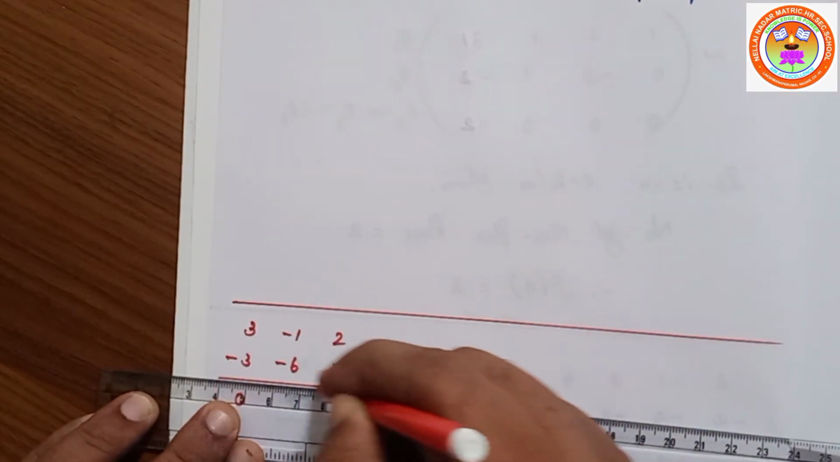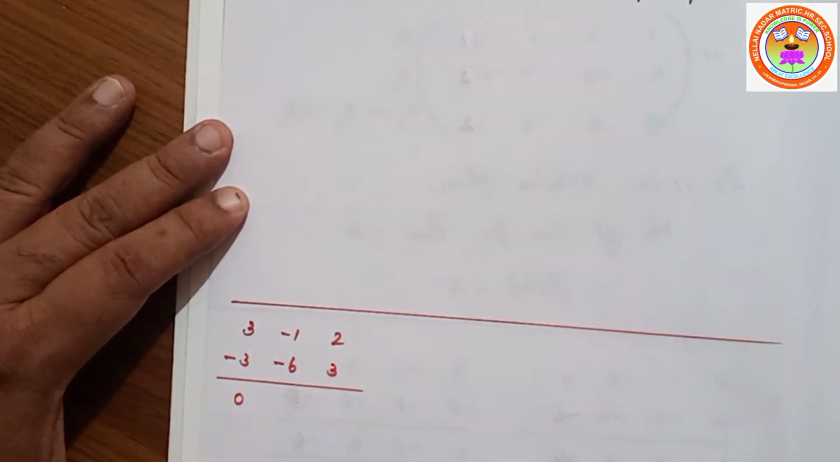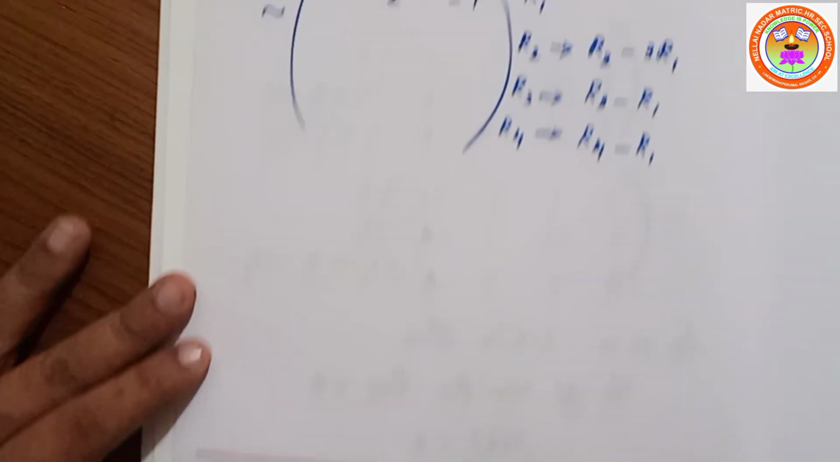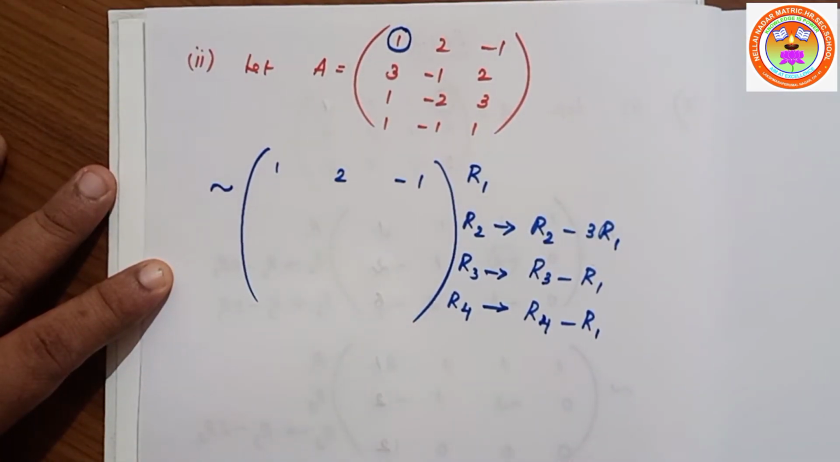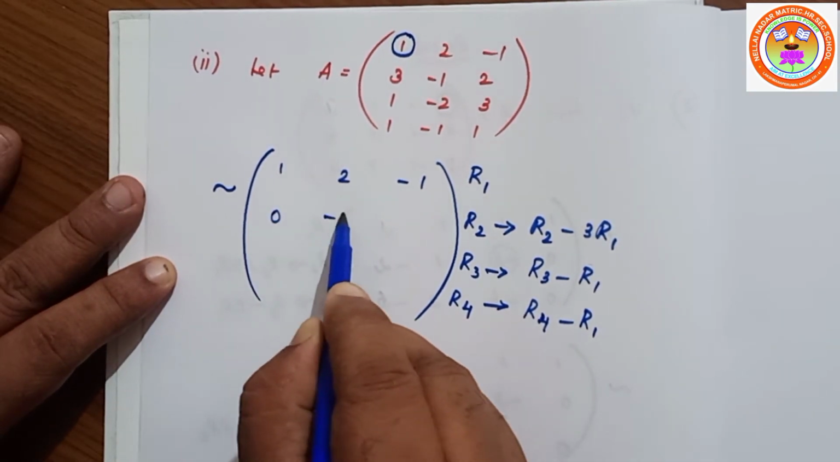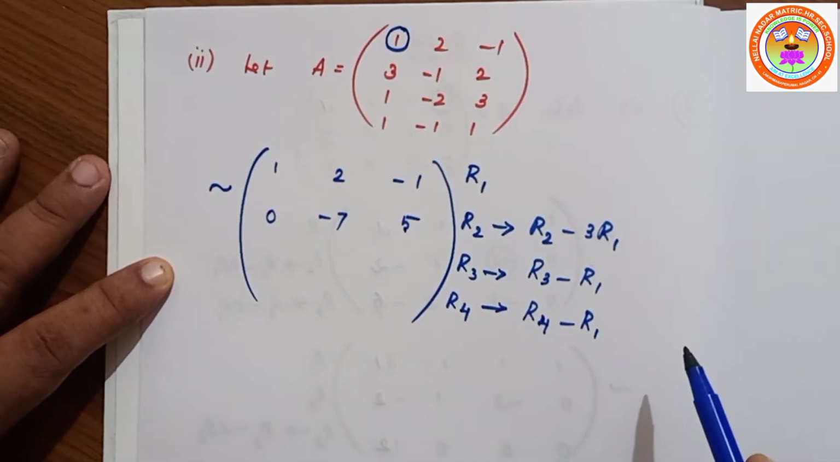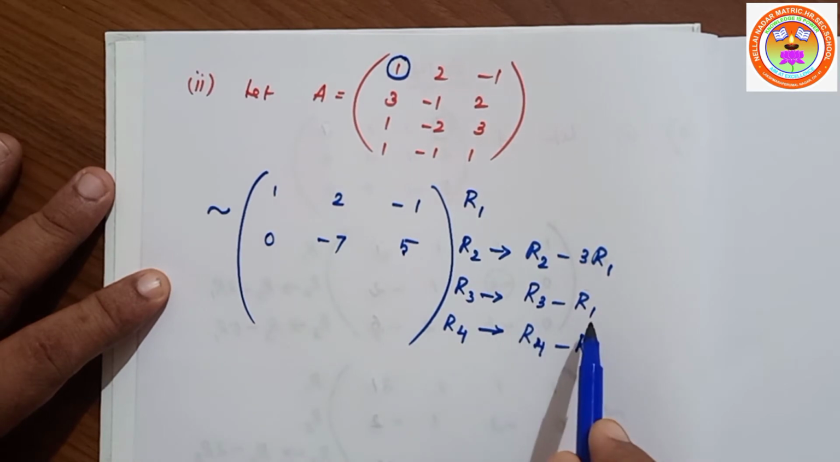Next. Minus 1 minus 6, that is equal to minus 7. 2 plus 3, that is equal to 5. So we get 0, minus 7, 5.